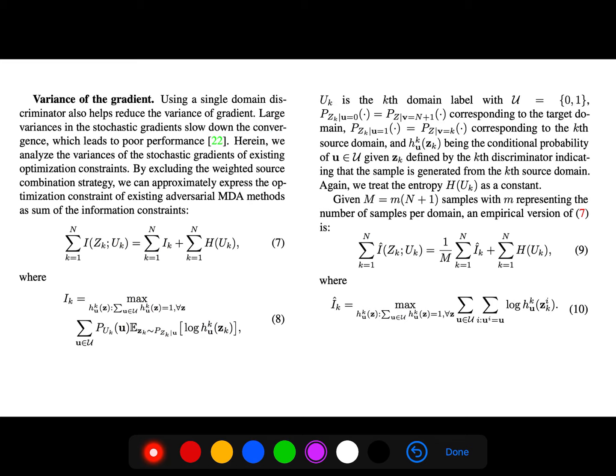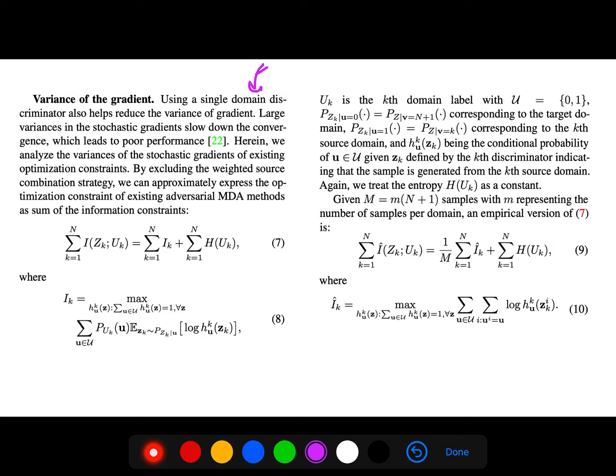Then they talk about the variance of the gradient, because using a single domain discriminator can also help reduce the variance of the gradient. Large variances in the stochastic gradient slow down the convergence, which leads to poor performance. I sometimes use a clip in my PyTorch code that if the gradient is more than 5, it clips. But that way, it's very unnatural. Here is interesting when they are talking about their approach.